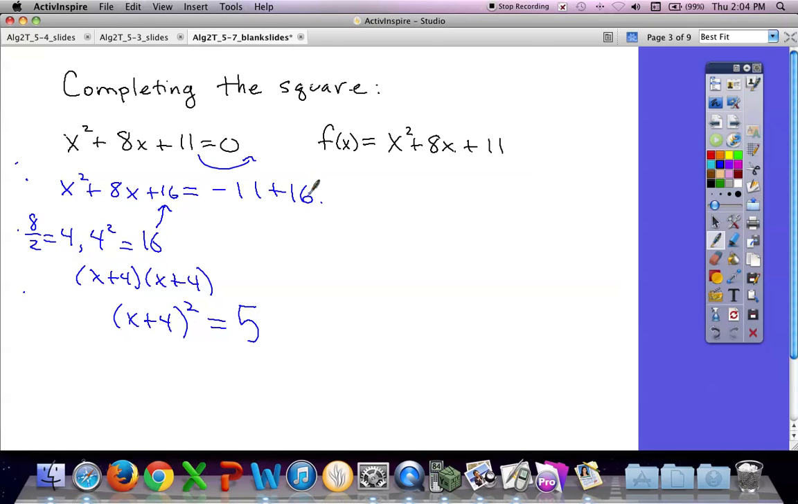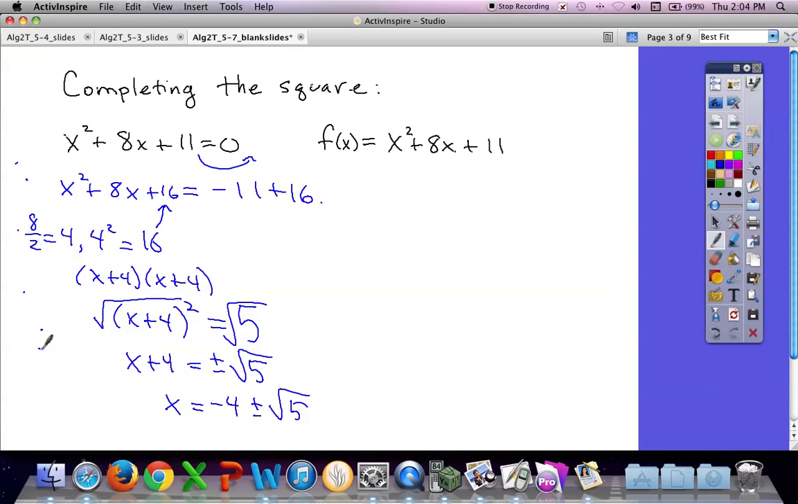Now, if we're going to follow through and solve this, then we would take the square root of both sides. And we would get x plus 4 equals plus or minus the square root of 5. You can't simplify that, so just leave it. And then we still haven't isolated the x. What's the last step? Subtract the 4. So the final answer is x equals negative 4 plus or minus the square root of 5.